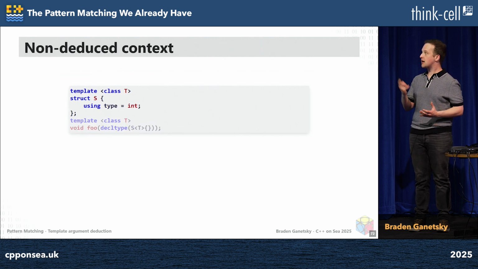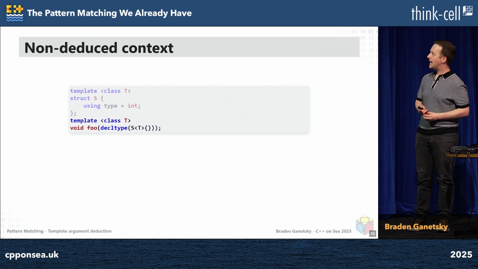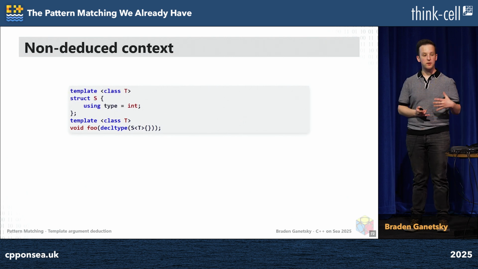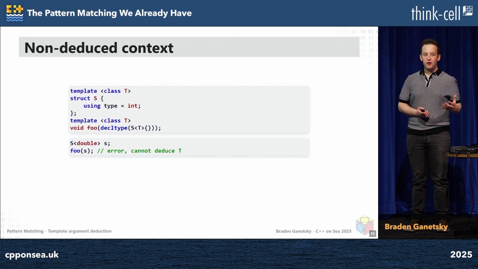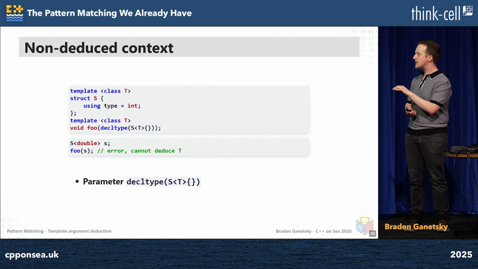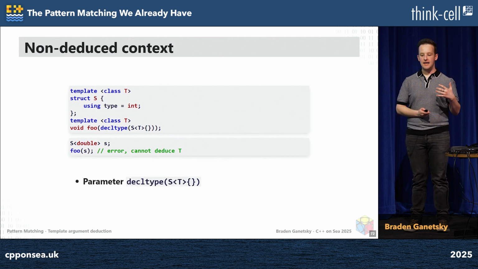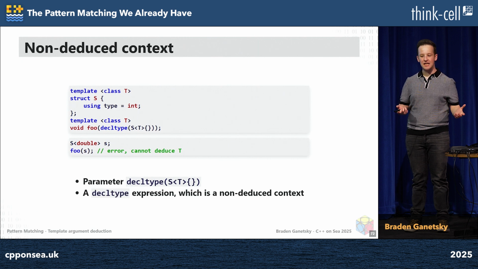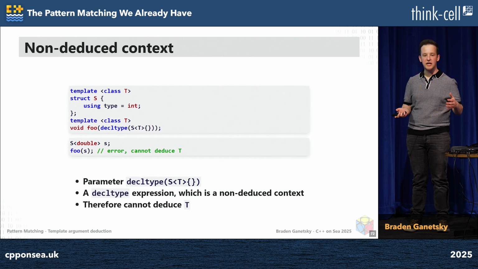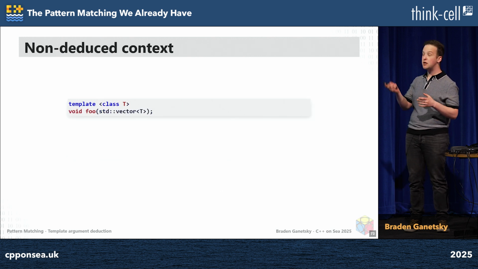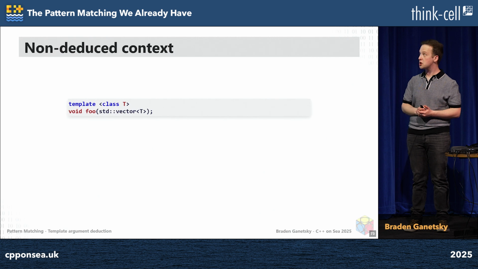This case, again, I have a struct template, and in this case I have a decltype expression, so let's go through it. I try creating an S<double>, I try passing it into foo, it doesn't work. The parameter is a decltype(S<T>). It doesn't really matter what it is, it's a decltype expression, it's a non-deduced context, we cannot deduce T, there's no other place to deduce it, template argument deduction fails. And then the final case I'm showing is, let's say you write something like this, back to the original function I was showing.